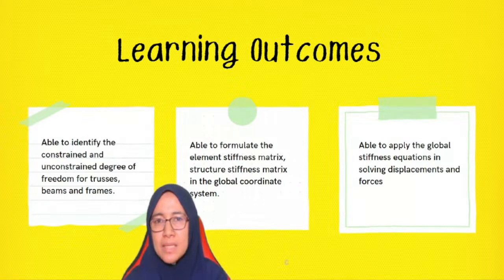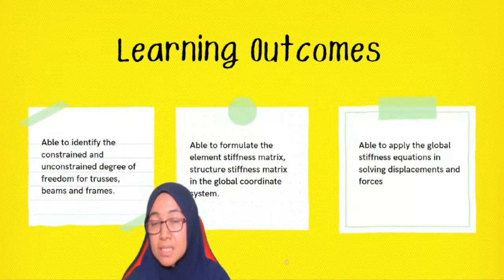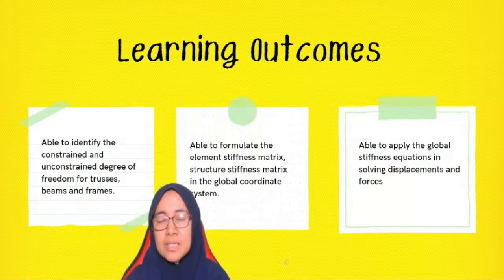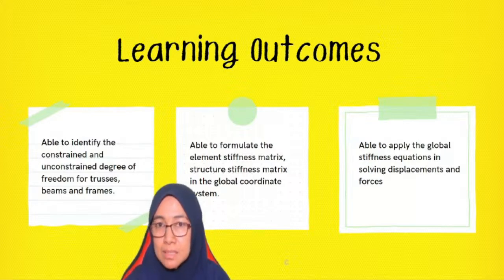Okay, the next learning outcome is, from degree of freedom, we will establish the element stiffness matrix. The keyword here is stiffness, the stiffness factor, the stiffness matrix. We call this the stiffness method. For all solutions we will use matrix calculation, matrix multiplication, so all terms we will produce in matrix form. That is why the second learning outcome is that you have to be able to formulate the element stiffness matrix.